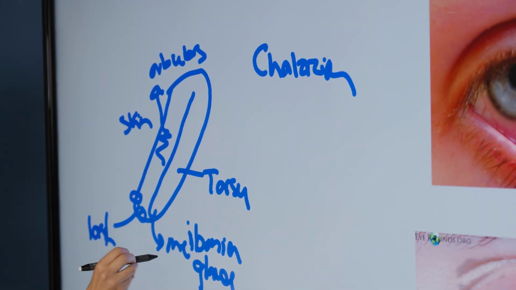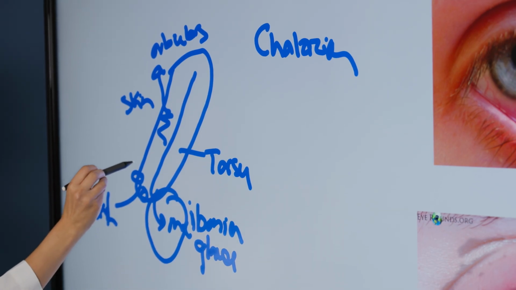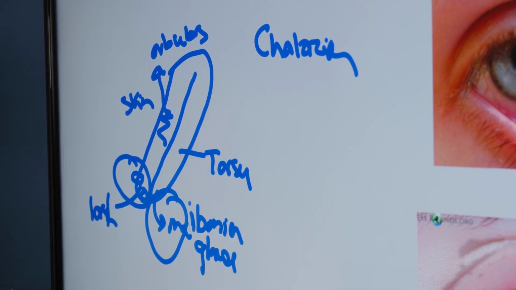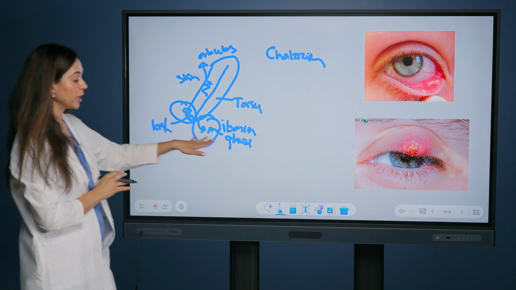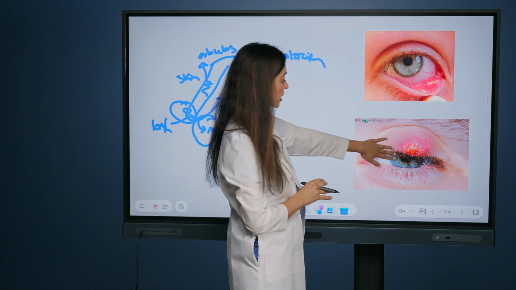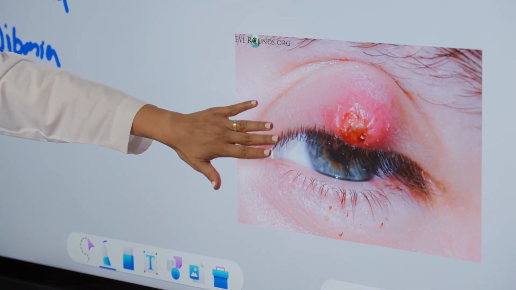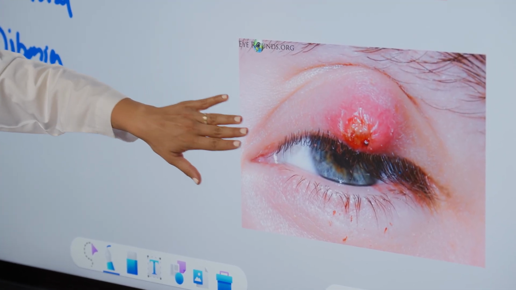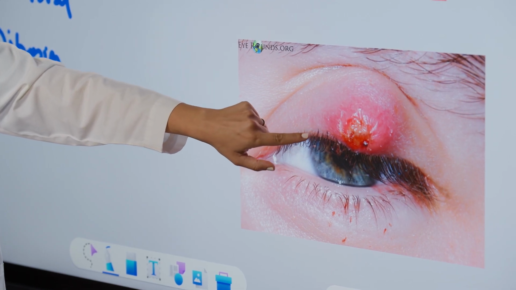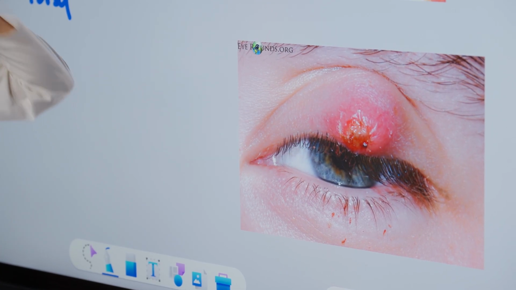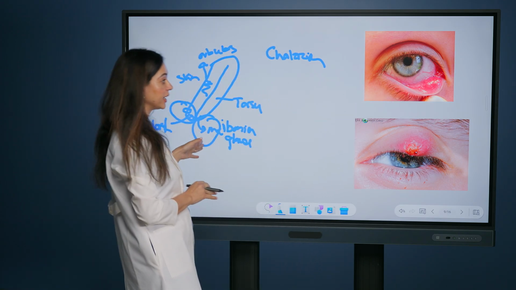And this can be internal if it's affecting the meibomian gland, or it can be external when they're affecting the sweat glands along the base of the lashes. So pictured here, we have an external chalazion, which is a very classic appearance. When they're acute, they can be tender and red and swollen. Sometimes they will come to a head and be ready to drain, where we can see a little scab. Or they can be internal, where they're affecting the meibomian gland here.